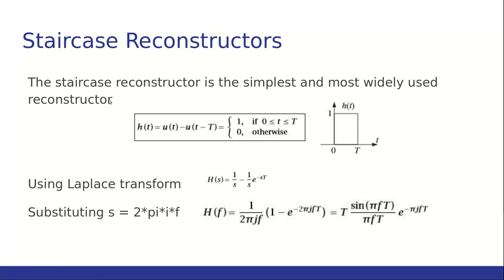Let's see the staircase reconstructors. The staircase reconstructor is the simplest and most widely used reconstructor. Its impulse response h of t is given by this equation. It is 1 for a time period capital T, that is between two samples. So H of f, that is the frequency response of this, can be found using Laplace transform. So first we find the Laplace transform of h of t, and then on substituting s is equal to this, we arrive at this point where this is the frequency response of the staircase reconstructor.